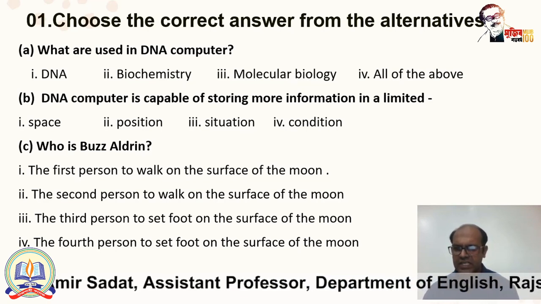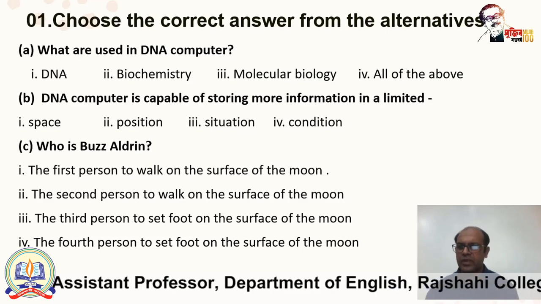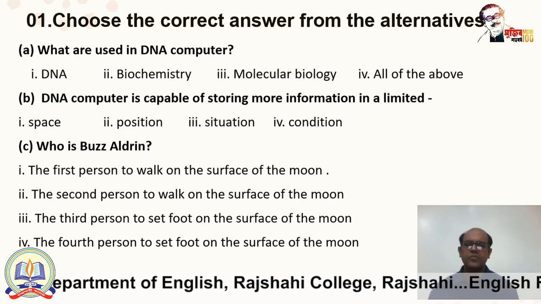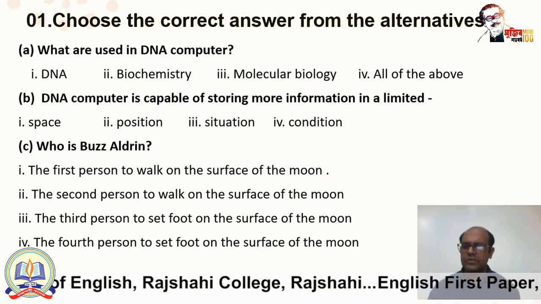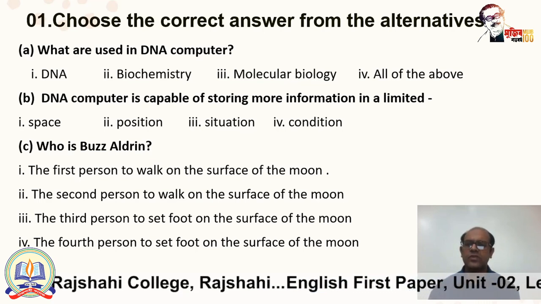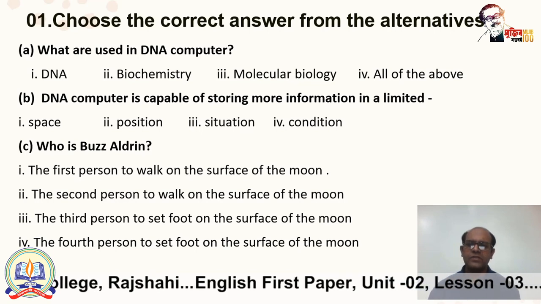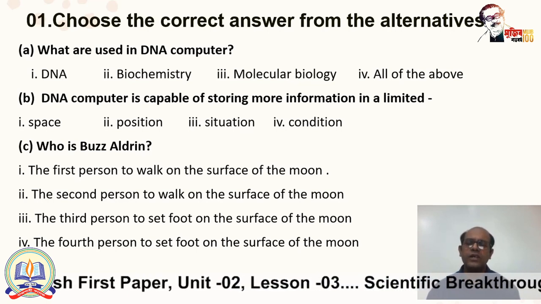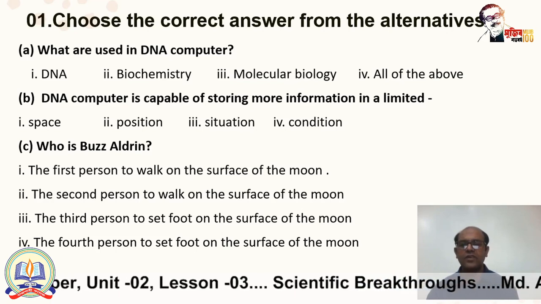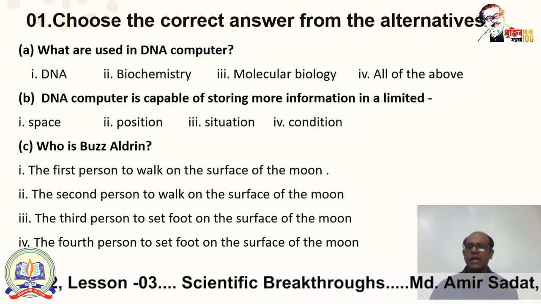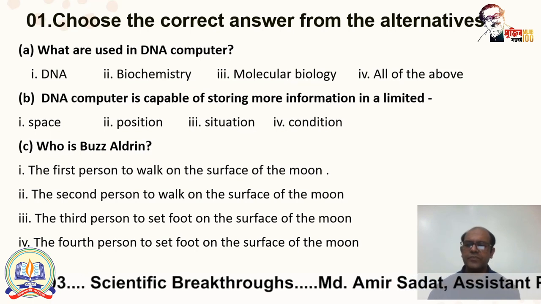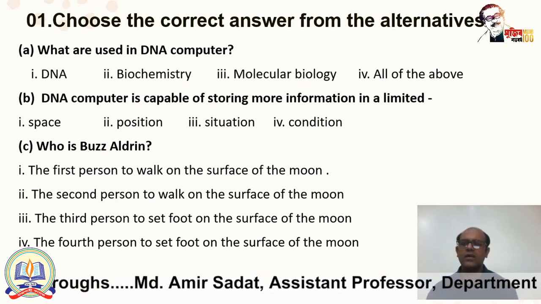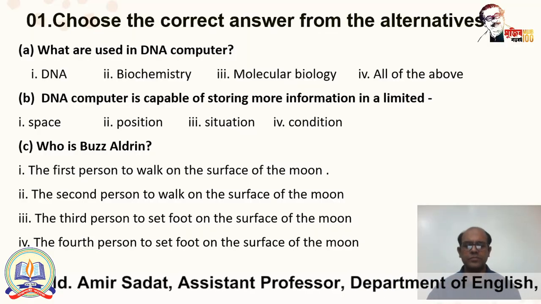Question C, who is Buzz Aldrin? Option 1, the first person to walk on the surface of the moon. Option 2, the second person to walk on the surface of the moon. Option 3, the third person to set foot on the surface of the moon. And option 4, the fourth person to set foot on the surface of the moon. And I think the best answer should be option 2, the second person to walk on the surface of the moon.